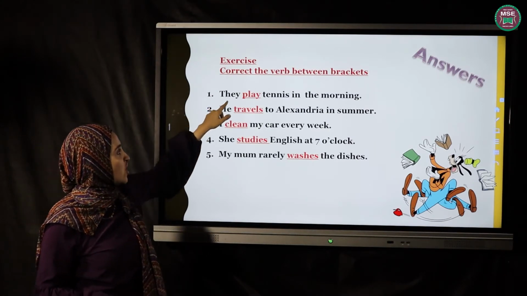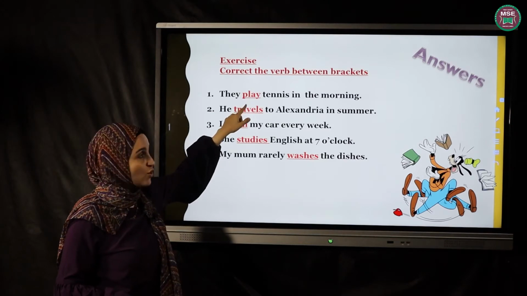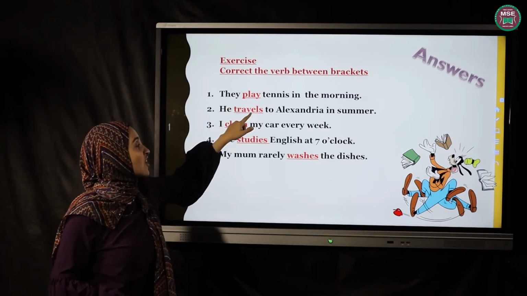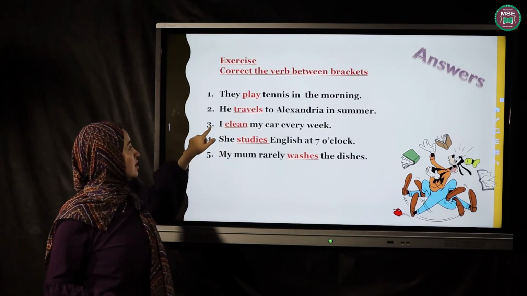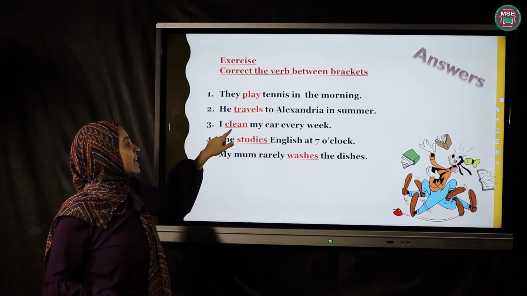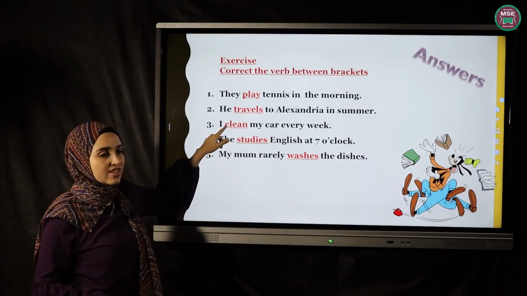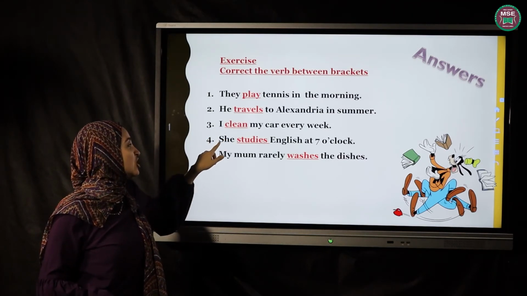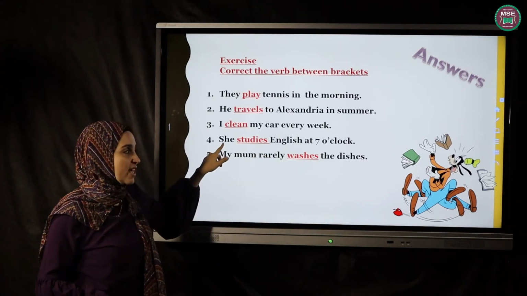Can you see? They play. We didn't add anything to the verb because I have they. Here, he travels. I added S because I have he. Number 3, I clean my car every week. I didn't add anything because I have I. Number 4, she studies English at 7 o'clock because I have she.